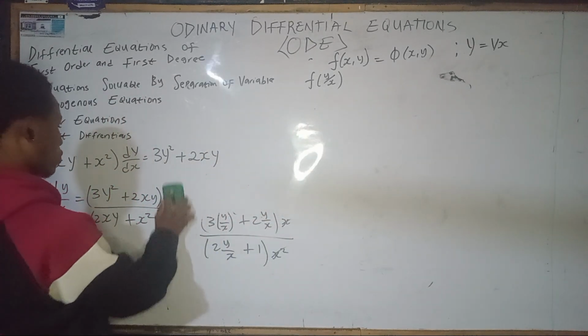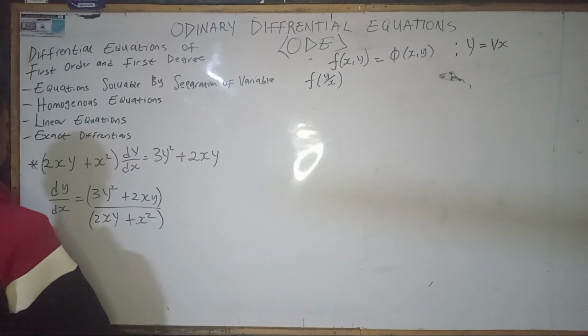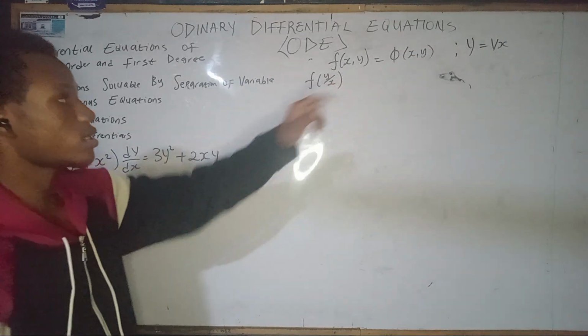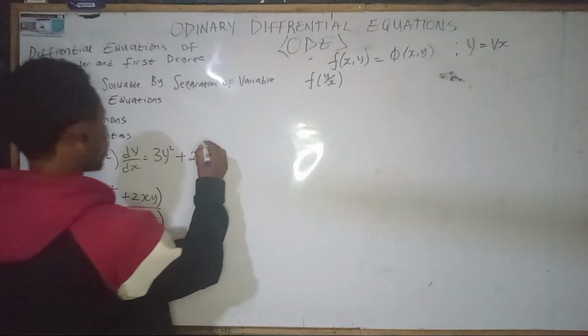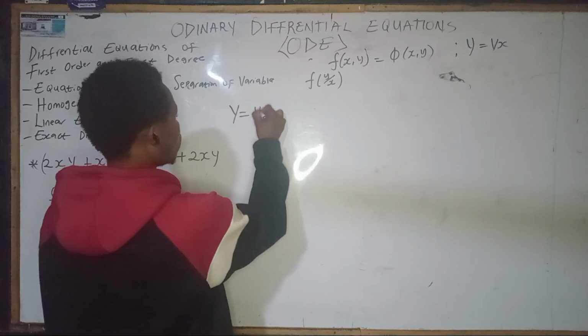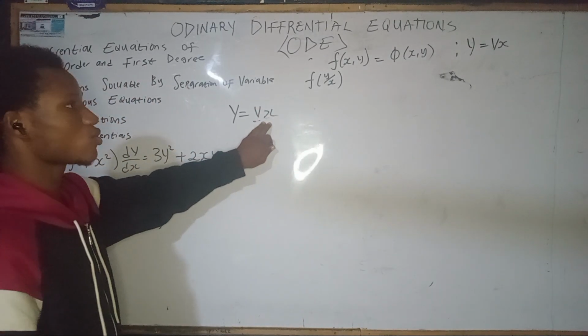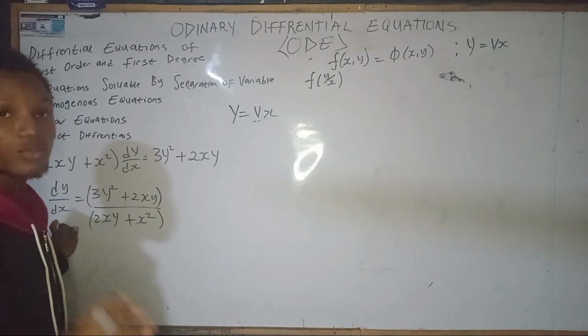Let's go back to our question here. So first of all, we are going to be imputing y equals v over x, and we are going to be imputing y equals v times x. Now, if we are imputing y equals v times x, what will happen to dy dx?